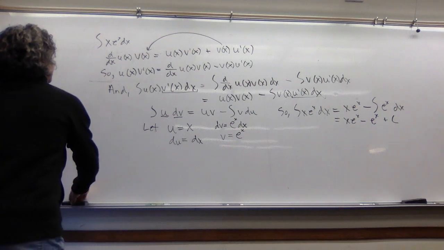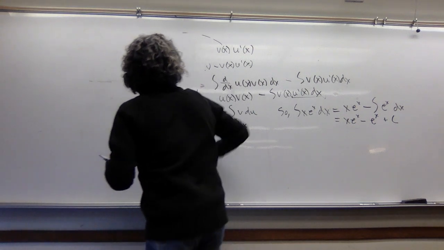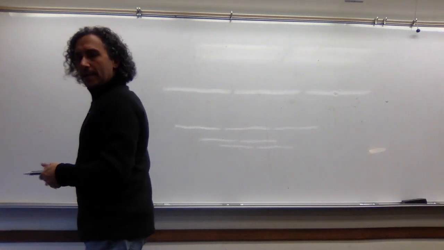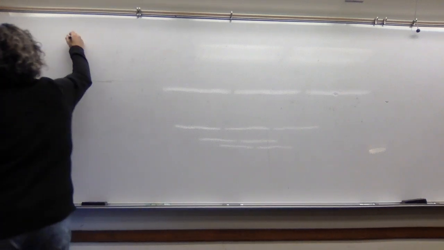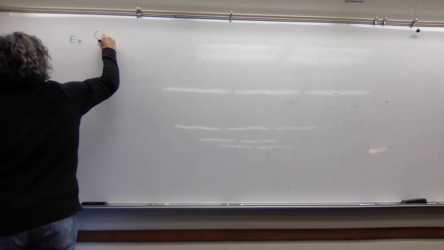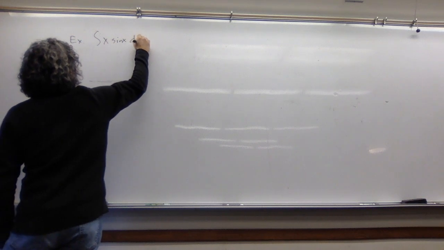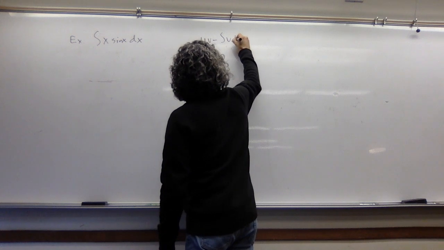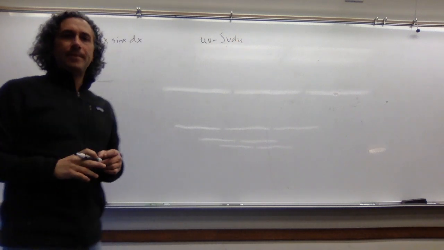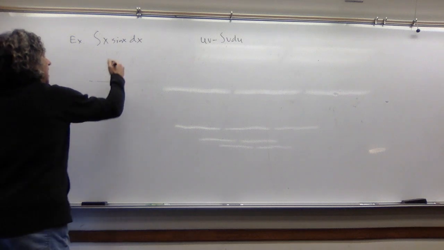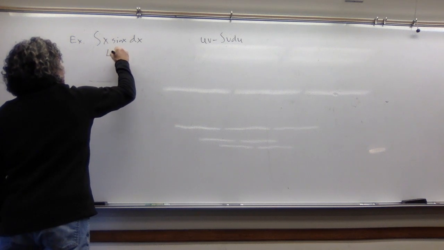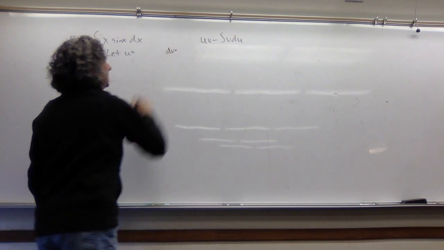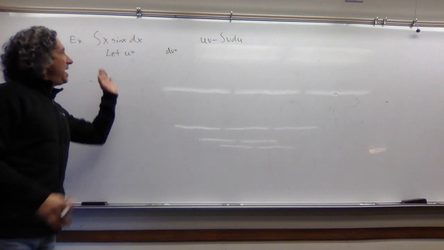So let's do another example together. Let's try the integral of x times sine of x dx. And again, the parts formula is u times v minus the integral of v du. And the way that we're going to solve this in an organized fashion is we're going to let u equal one of those guys. We're going to let dv equal the other guy dx.